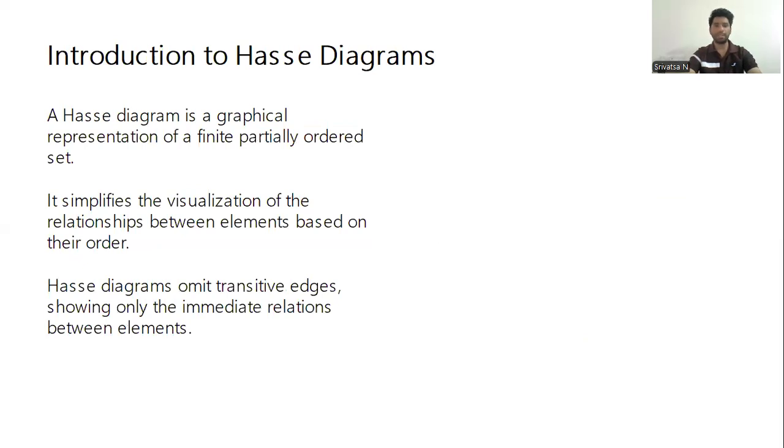Introduction to Hasse diagrams. A Hasse diagram is a graphical representation of a finite partially ordered set. It simplifies the visualization of the relationships between elements based on their order. Hasse diagrams omit transitive edges, showing only the immediate relations between elements.